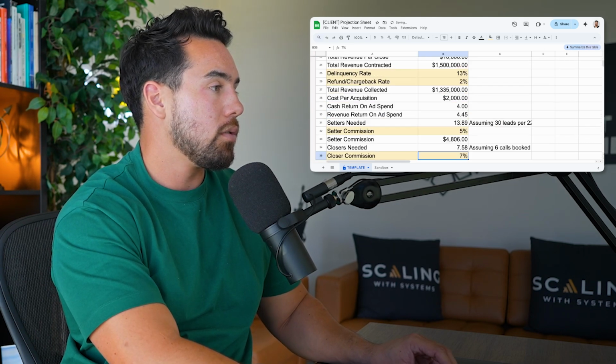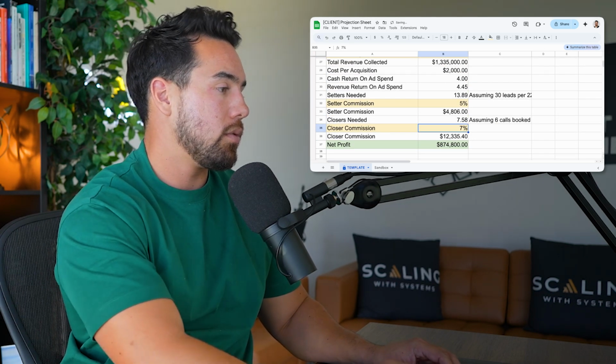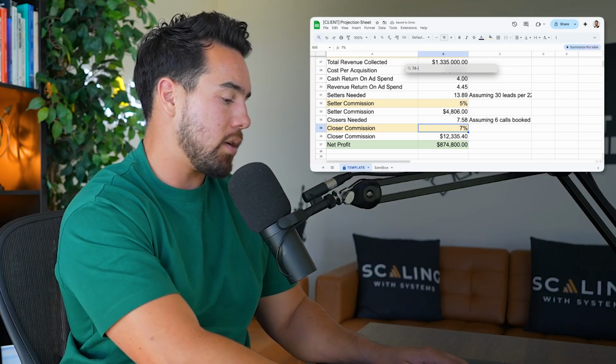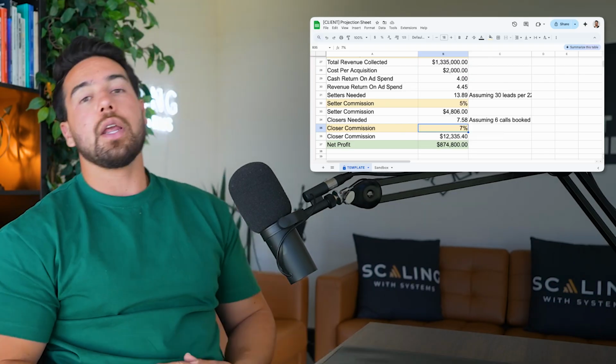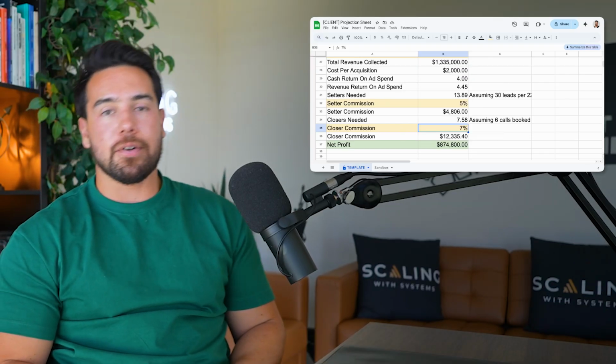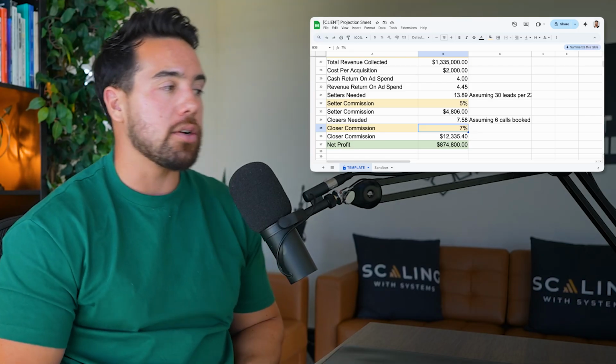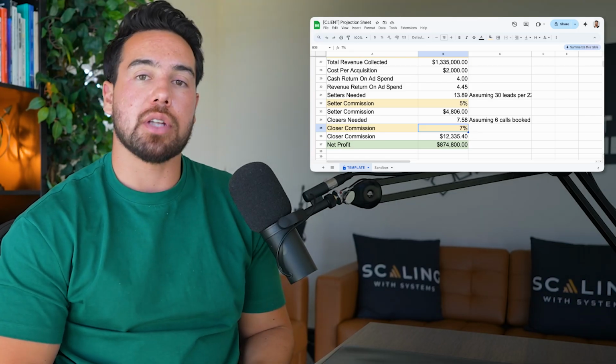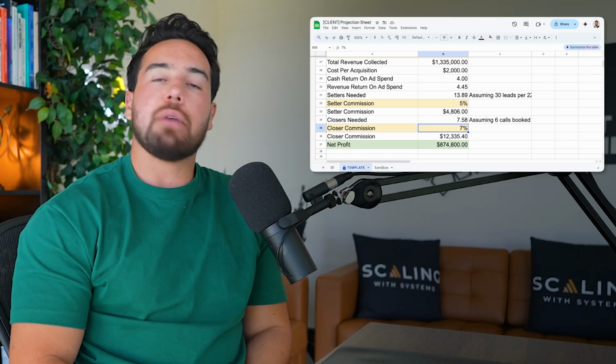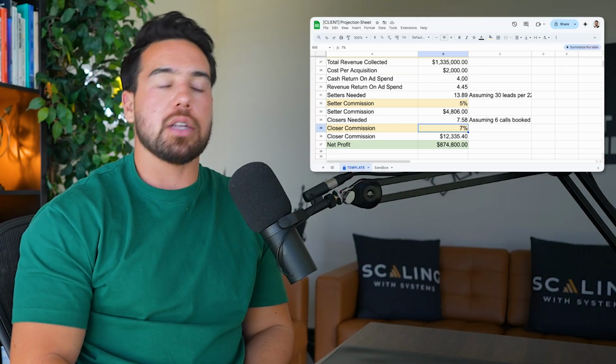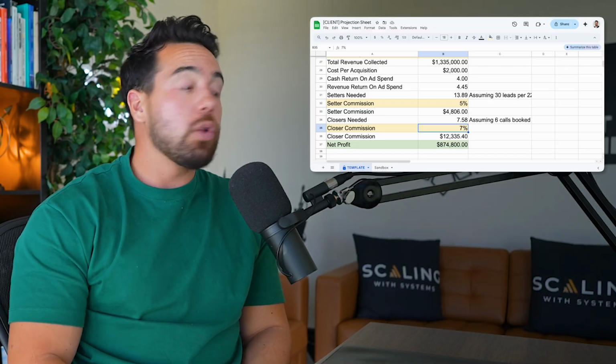834 to 874. So 74 minus 34. So you're making an extra 40 bands, 40 freaking racks, $40,000 by changing it from 10% to 7%. And most people would never even dream of changing commission structures because they are afraid to lose a closer, blah, blah, blah, which I get.